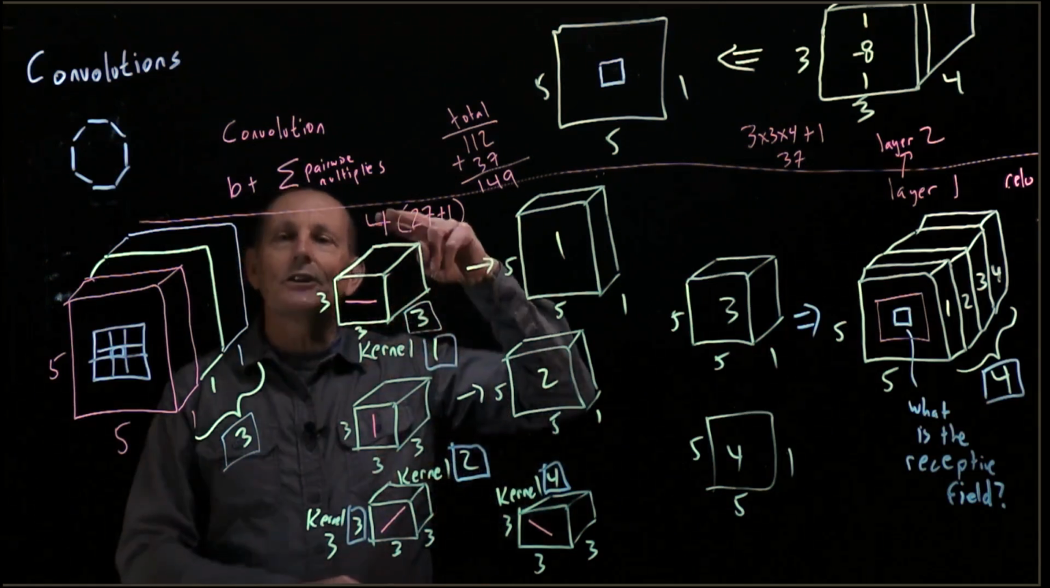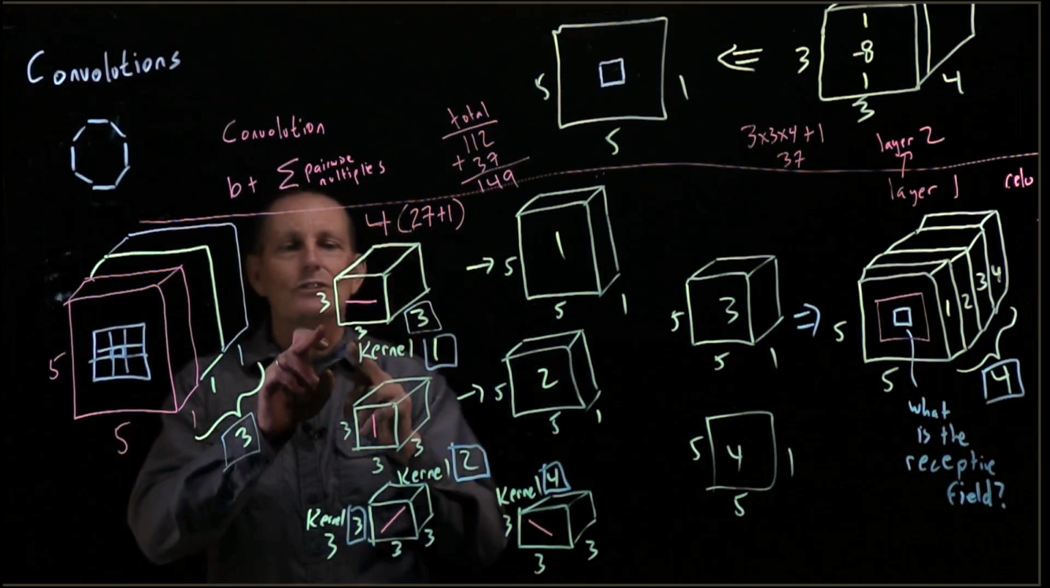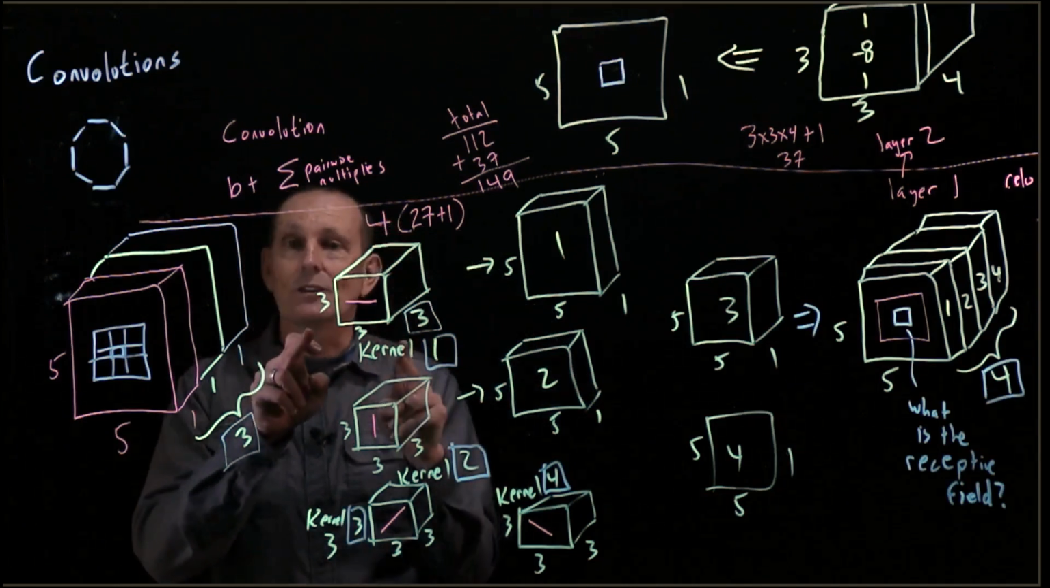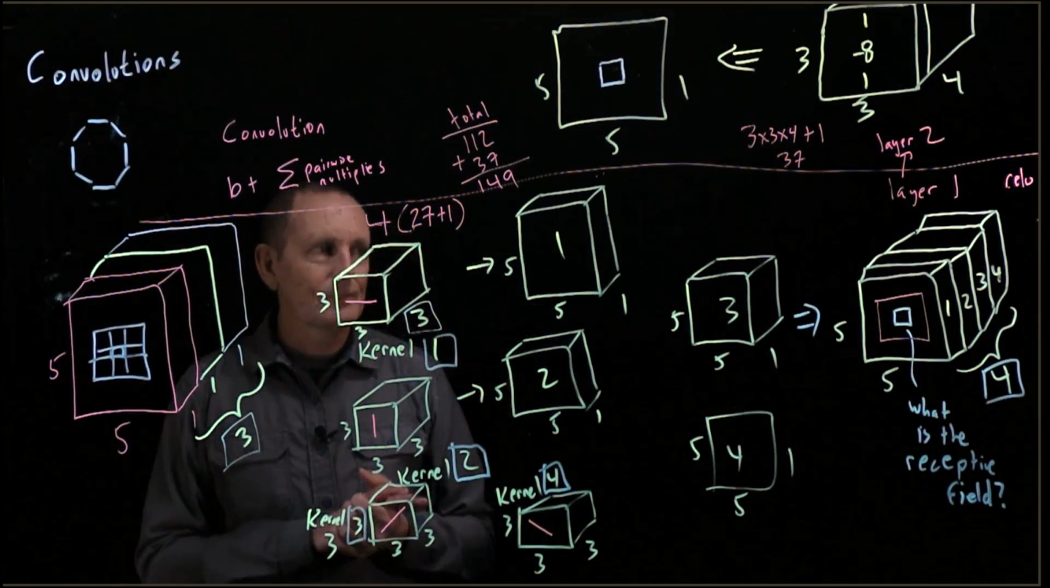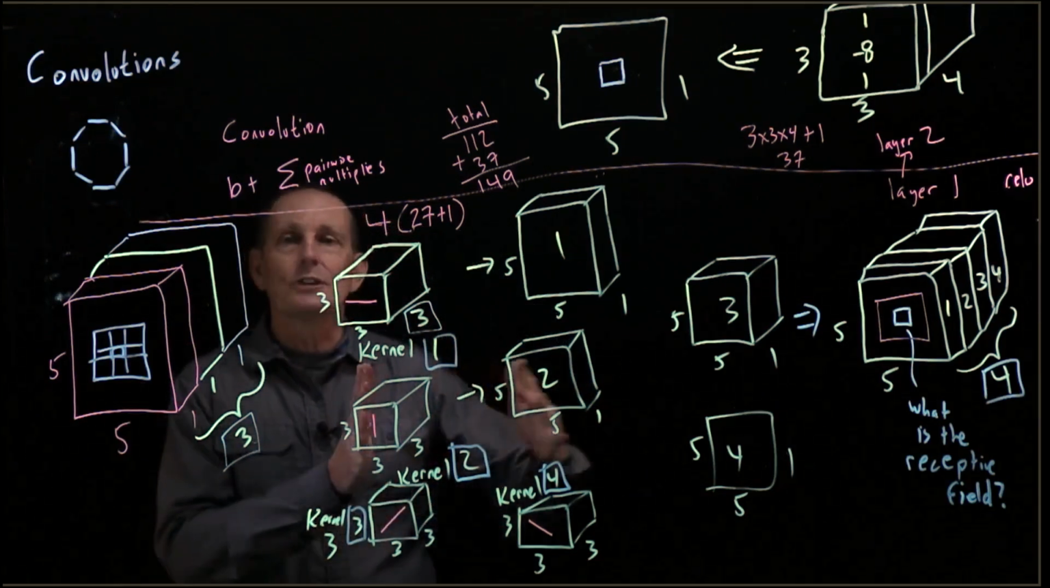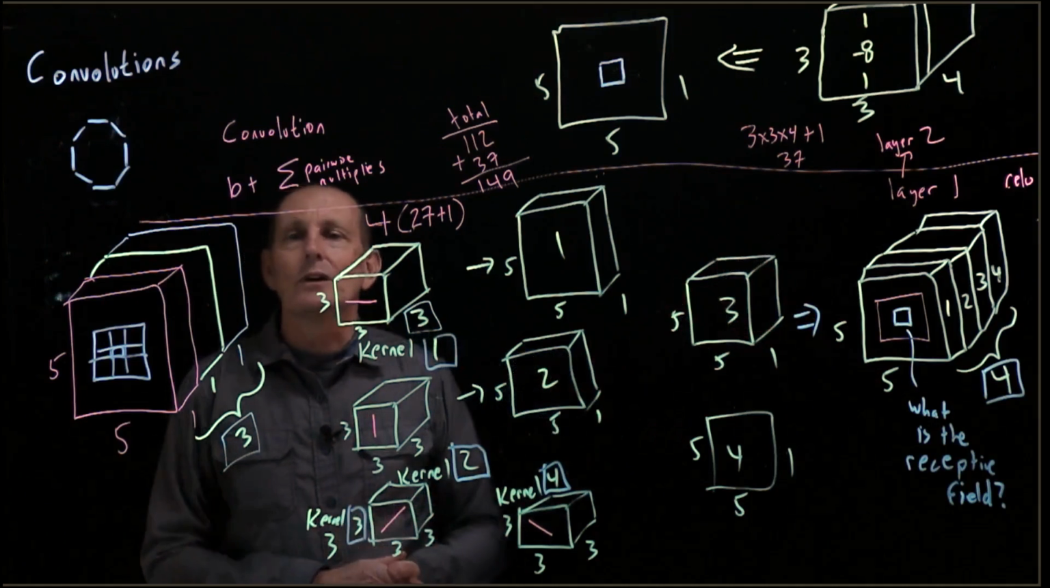So we have the choice of how many kernels at a particular level. We have the choice of how big those kernels are. And of course, as you make the kernels bigger, that increases the number of parameters, the number of weights to learn. And we also can decide the number of layers.